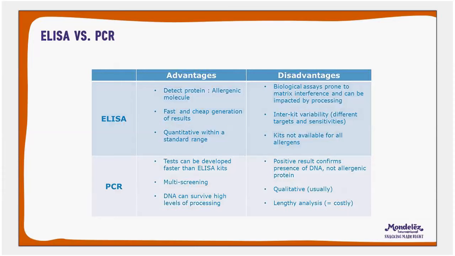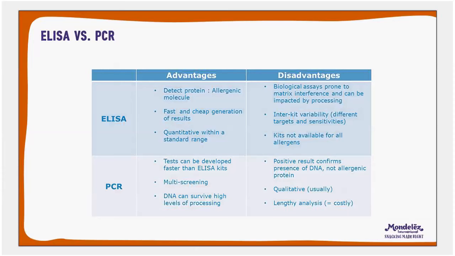When we look at the difference between ELISA and PCR, so the method looking for protein versus the method looking for DNA, the advantages of one are often the disadvantages of the other. So if we look at the advantages, first of all, of ELISA, it's going to detect the protein, in other words, the allergenic molecule, which is clearly an advantage. It is a relatively fast method, which makes it relatively cheap to undertake and fairly low cost. And one of the very big advantages of ELISA, it is a quantitative method, so it will give you a number within a standard range for the test.